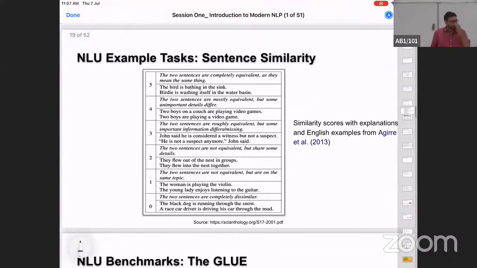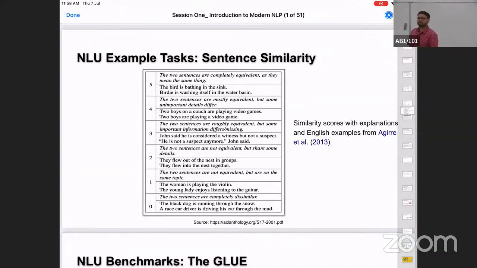Okay, so there is another very interesting NLU task, and that is called sentence similarity. Sentence similarity is very popular in portals like Quora and Stack Overflow, where you want to pose a new question, and that question might already be present in that portal. This might have happened with you: you have posted a question and the system suggested that very similar questions are already there in that portal.